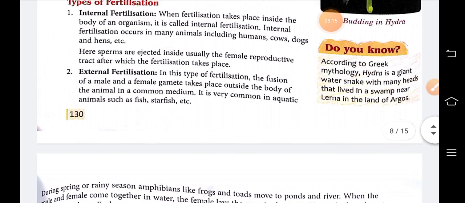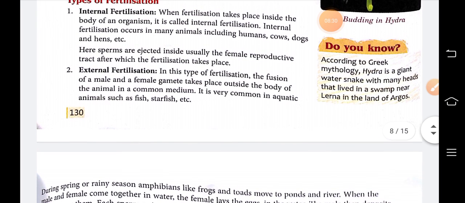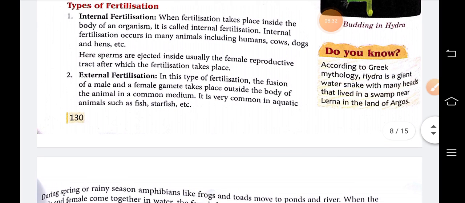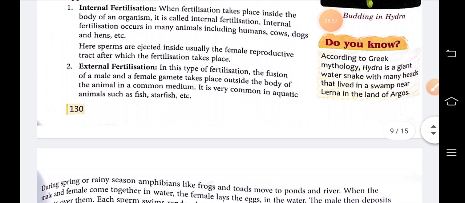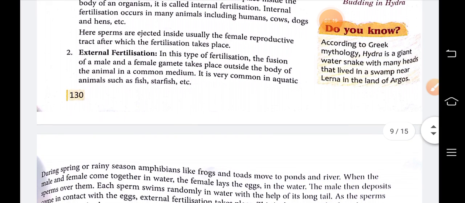So the difference between internal and external fertilization: internal fertilization happens inside the female body and external happens outside the female body. In internal fertilization, there are very few chances of loss of eggs, and in external fertilization, the chances of loss of eggs are more.